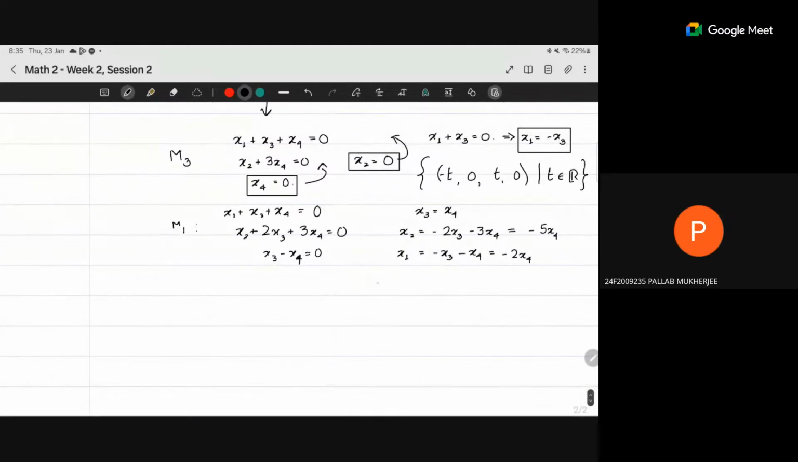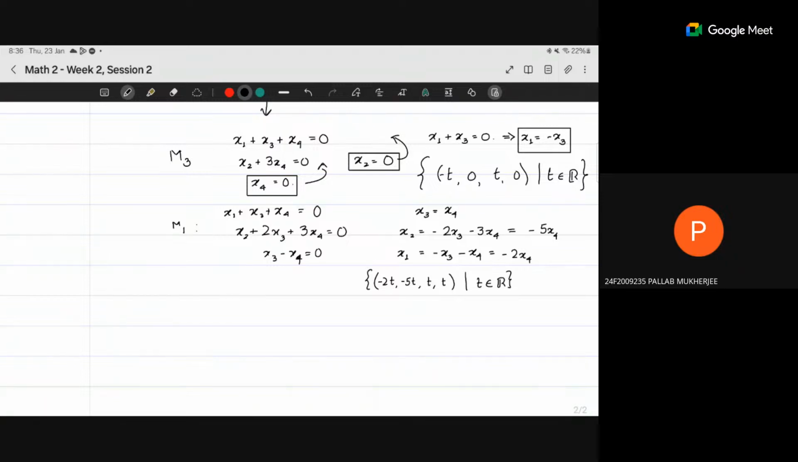So what is the general solution to this system of equations? Let's say in terms of some t: minus 2t, minus 5t, t, and t. Correct? Yes, sir. So each of x1, x2, and x3 has been written in terms of x4, and x4 is the independent variable.